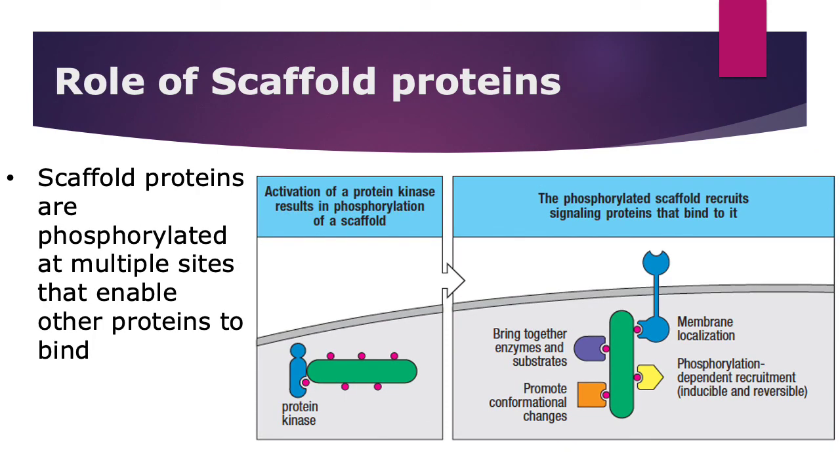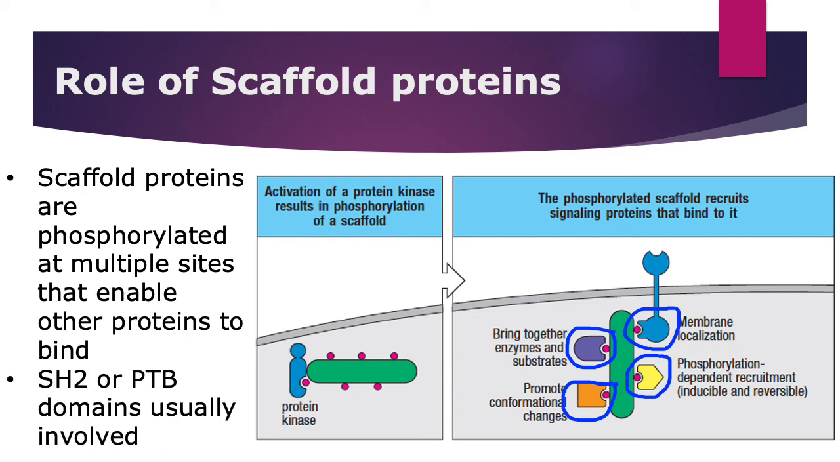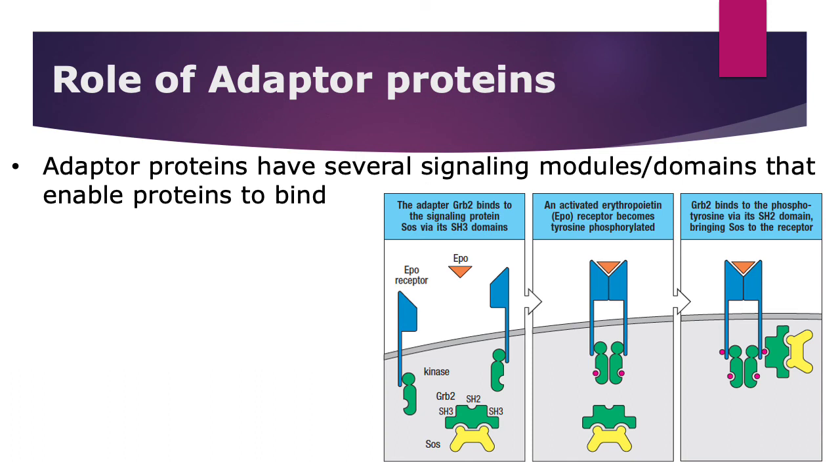Scaffold proteins are proteins that are phosphorylated at multiple sites. And thus, we can see that in this figure where a kinase is able to phosphorylate a protein at multiple sites. And these phosphorylated sites are able to form binding sites for other proteins to be recruited. Usually, proteins with SH2 or PTB domains are able to associate with the scaffold proteins. Adapter proteins are proteins that have several signaling modules or domains that can interact with other proteins.